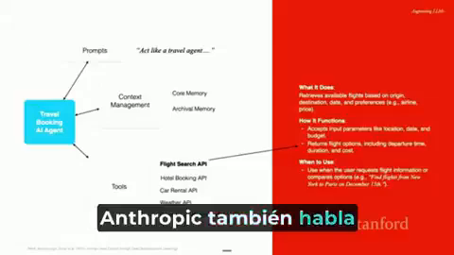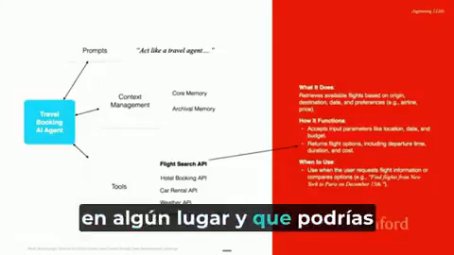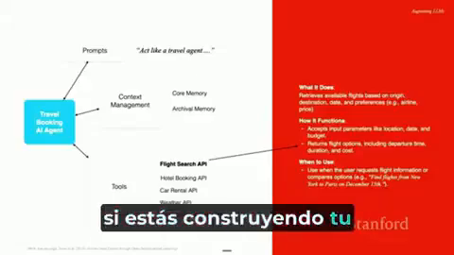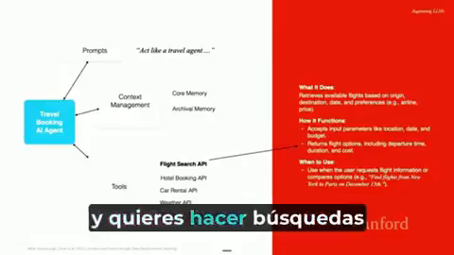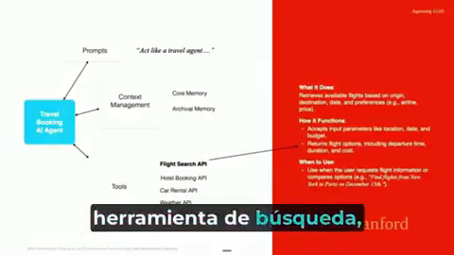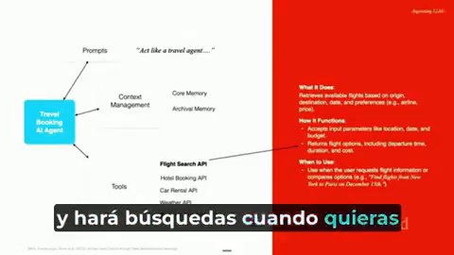Anthropic also talks about resources. Resources is data that is sitting somewhere that you might let your agent read. For example, if you're building your startups, you have a CRM. A CRM has data in it, and you want to do lookups in that data. You will probably give a lookup tool, and you will give access to the resource, and it will do lookups whenever you want, super fast.